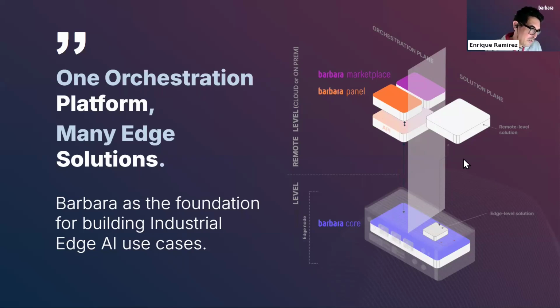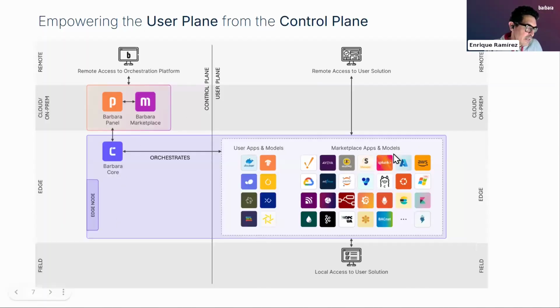I want to show you another diagram that helps you understand how everything is managed. We can see here we have Panel and we have the Marketplace. They are on cloud, we're using the SaaS version. At this level, we can access this platform or this interface using any browser, as we are going to do today. This way, we can select applications from the marketplace. We can use Panel to send them to the edge node that you can see. So Barbara Core is orchestrating all these applications that can be deployed using Panel and selected using the marketplace.